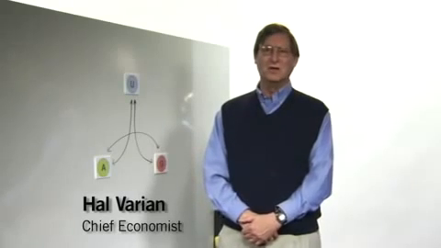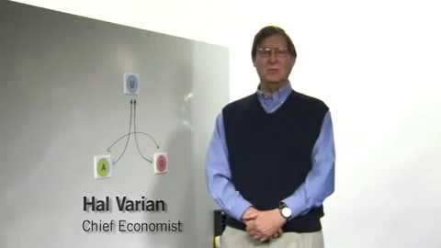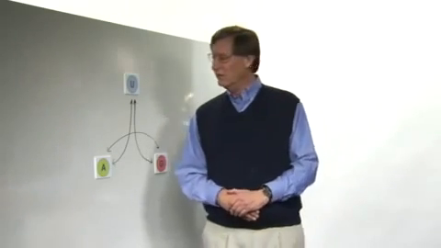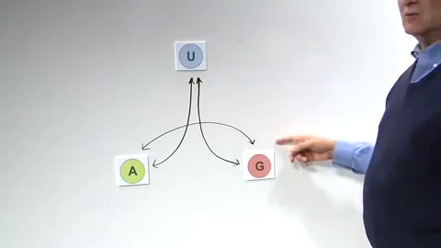Hi, I'm Varian. I'm the Chief Economist here at Google, and today I want to talk with you a bit about how the ad auction works. So to make a successful auction, we have to reconcile the interests of three parties, and those parties are the advertiser, the user, and Google.